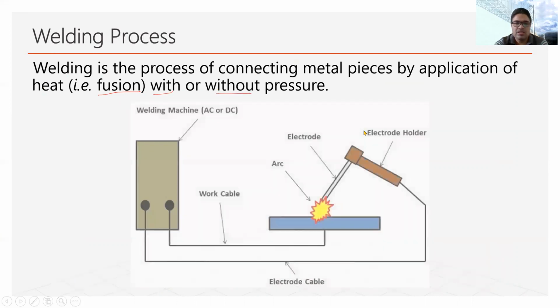And generally, these are the elements which are being used in the welding process. So this is a welding machine, and it is connected with some cables. And this is an electrode which is being used to weld or to join the metal pieces. During the fusion, an arc forms, and this is the electrode holder. So this is the handle which is being used by the welder. Well, the welder is the person who is responsible for welding works.